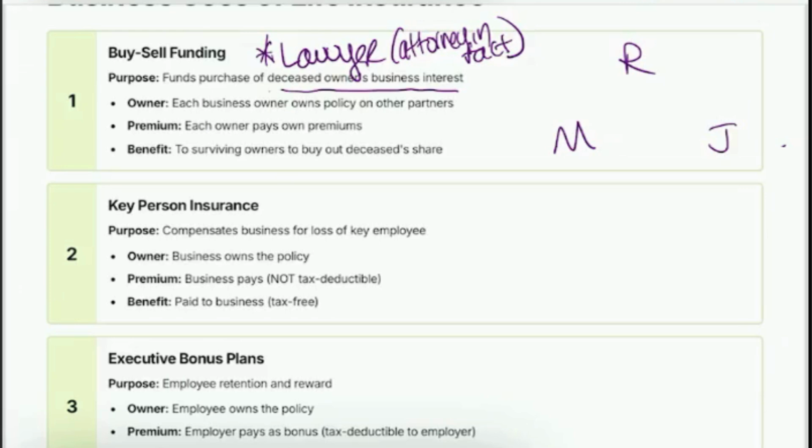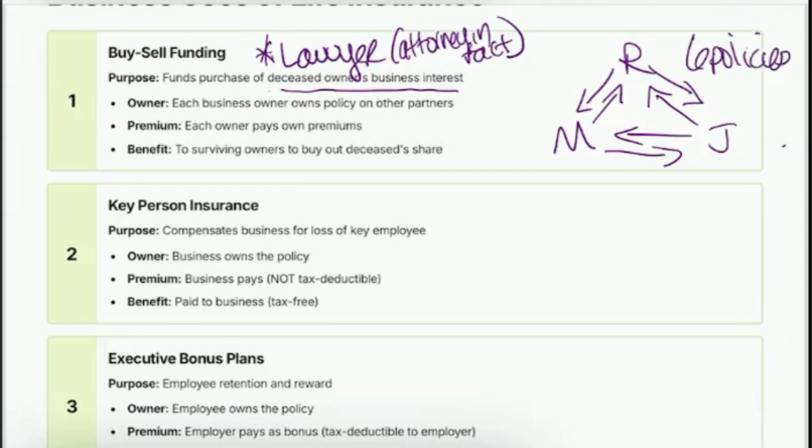So we're going back to this scenario with me, Jonathan, and Michael. Okay. So I would need to buy a policy on Jonathan, and I would need to buy a policy on Michael. Michael would need to buy a policy on Jonathan. Michael would need to buy a policy on me. Jonathan would need to buy a policy on Michael. Jonathan would need to buy a policy on me. That is 6 policies. It is 2 policies per owner. So if they said there were 55 owners of this company and they all were buying buy-sell policies, how many buy-sell policies would there be? 110.